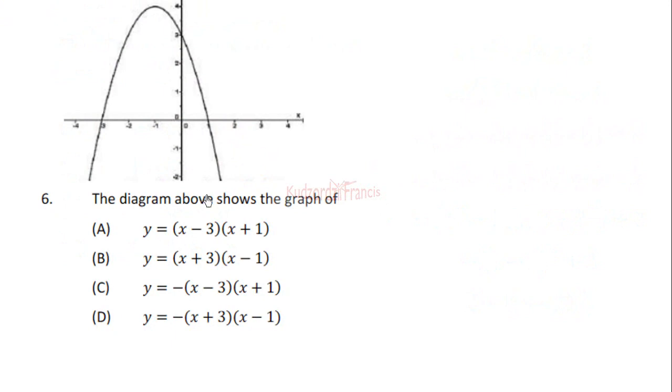The diagram above shows the graph of which function? So we know this is a maximum graph. For a maximum graph, the a will be negative. We can see that this has a root at x equal -3 and x equal 1. So we have something like this.